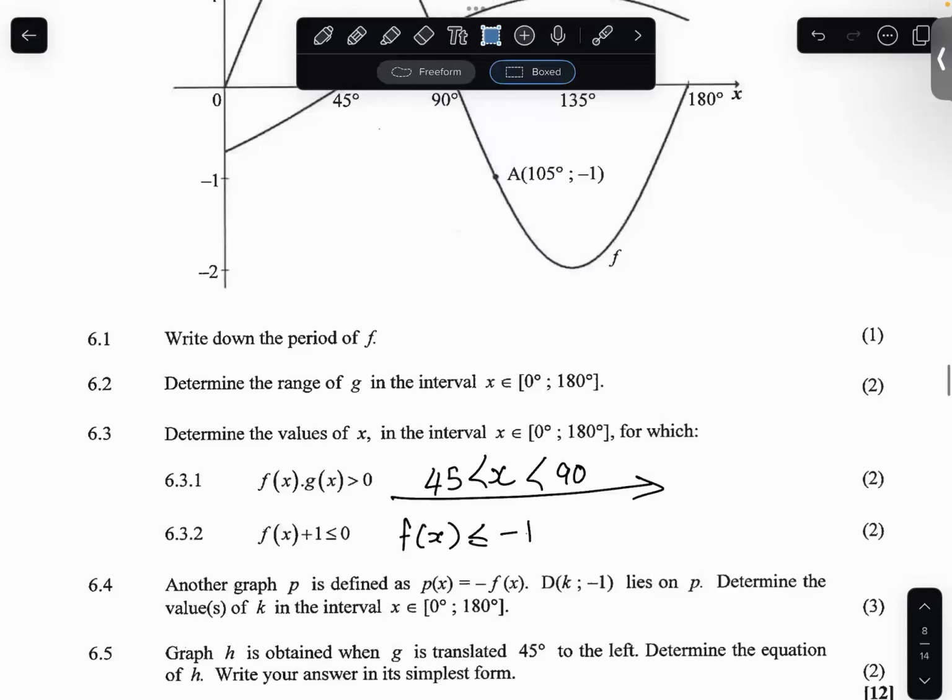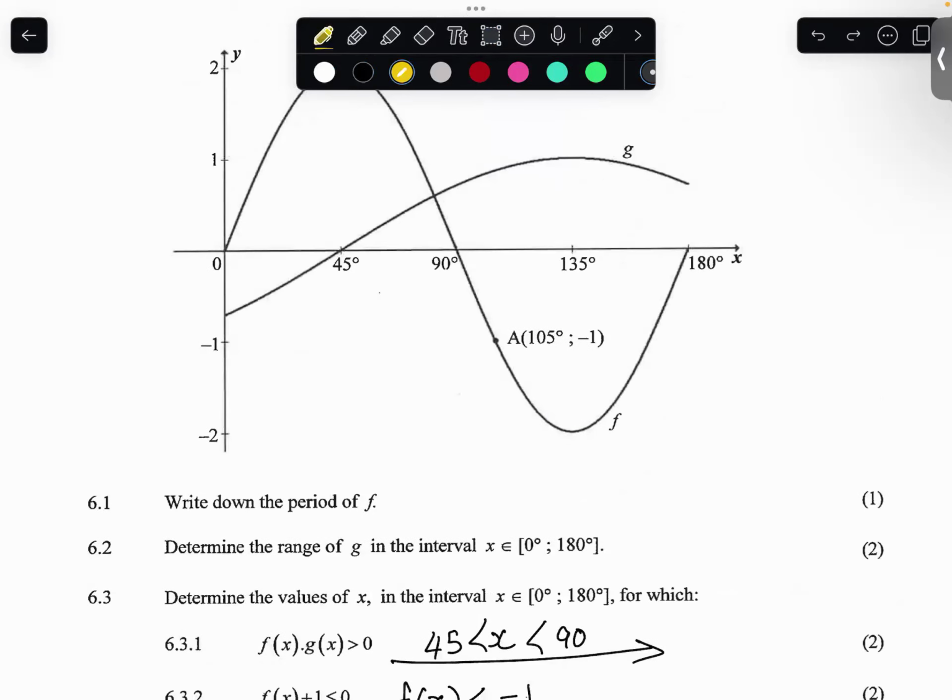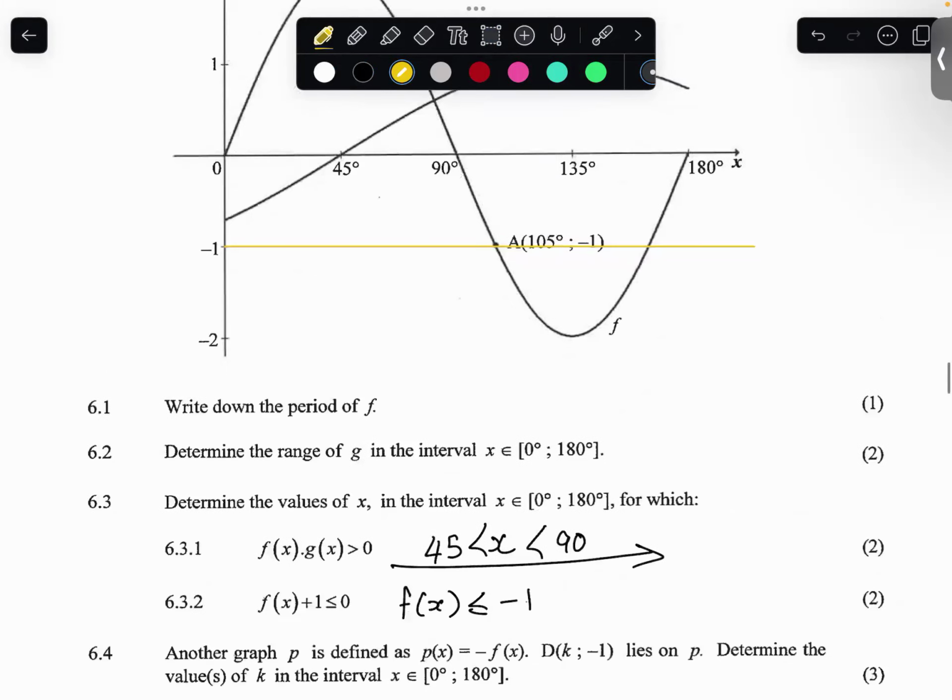It's saying there's a line y is equal to minus 1. Draw that line first. I told you about this theory, right? You're going to draw the line on minus 1. So this is the line y is equal to minus 1. The question is asking, where is f of x, the graph of f, below? Less than is below the minus 1 line.